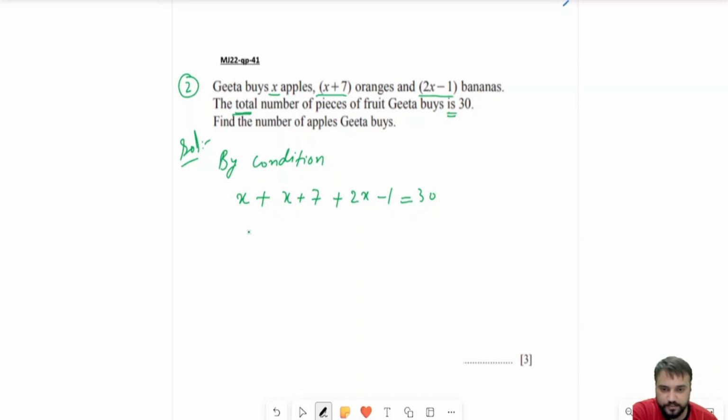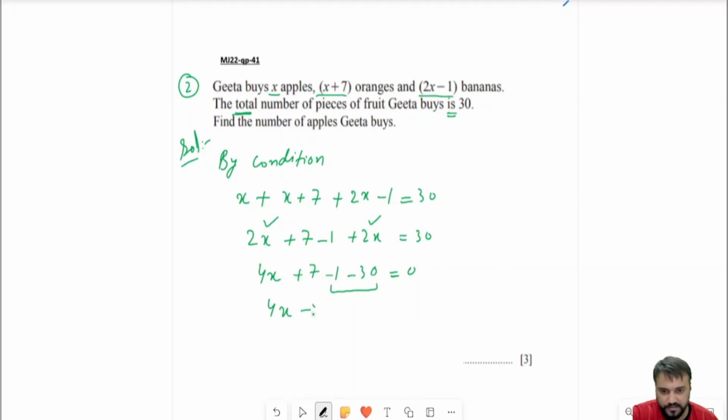x plus x is equal to 2x, plus 7 minus 1 plus 2x is equal to 30. So 2x plus 2x is equal to 4x, plus 7 minus 1, bring 30, that is minus 30, is equal to 0. So 4x plus 7 minus 1 minus 30, that makes minus 31, and minus 31 plus 7, that is equal to minus 24, is equal to 0.